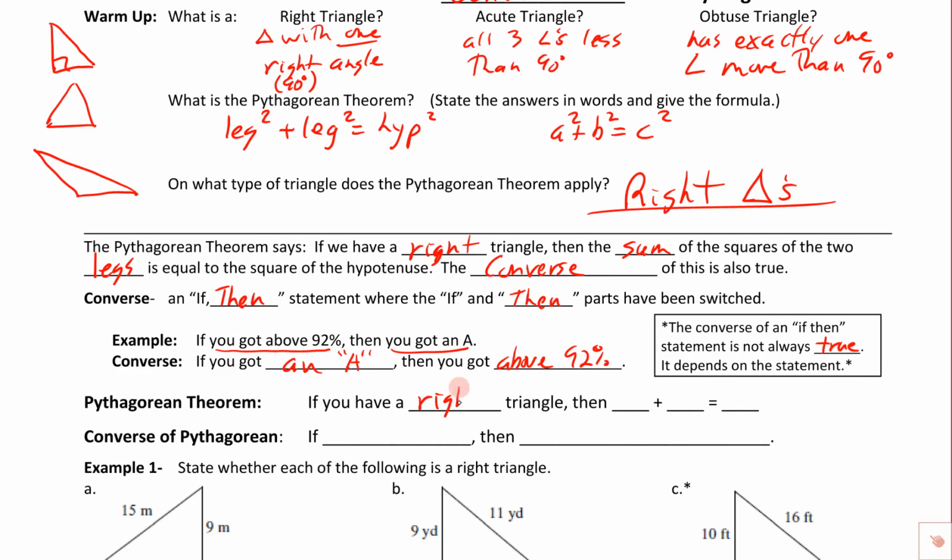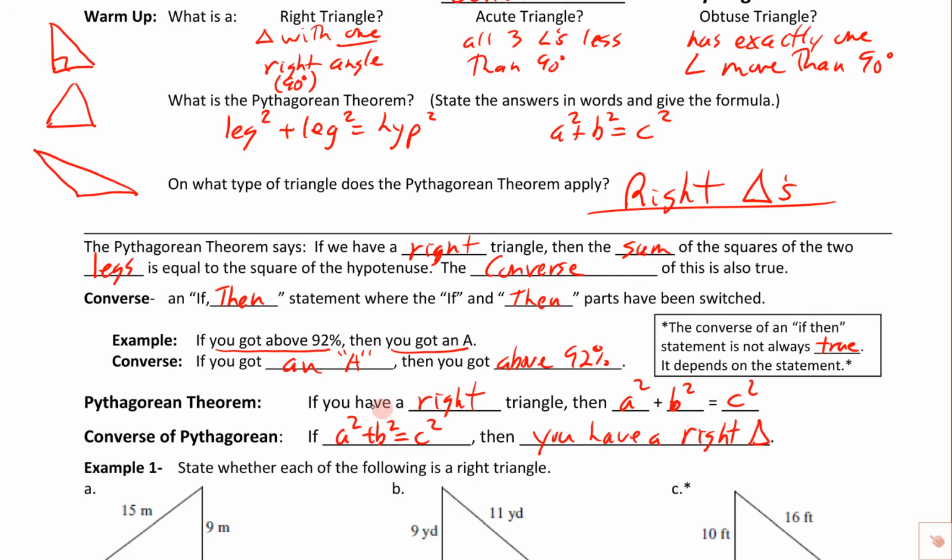So if you have a right triangle, then a squared plus b squared equals c squared. Then leg squared plus leg squared equals hypotenuse squared. The converse of that would be switching these things around. If a squared plus b squared equals c squared, then you have a right triangle. So that would be the converse.